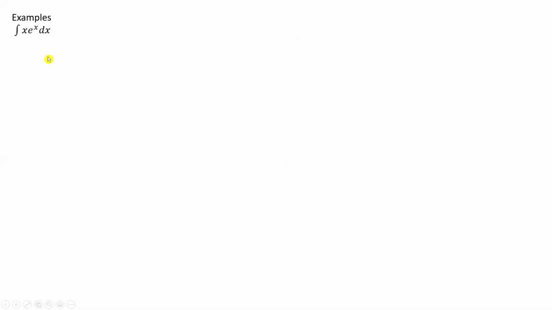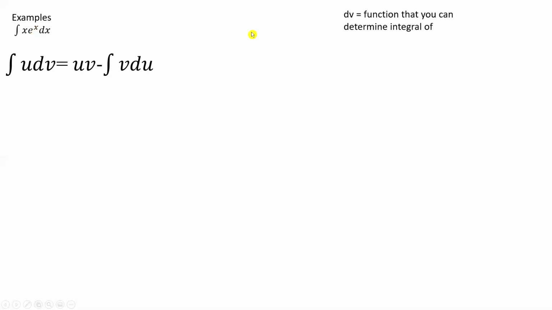So how does this work? We have the integral of x e to the x dx. This is the rule we're using: the integral of u dv equals uv minus the integral of v du. So one of these is going to be u, and one of these is going to be dv. How do you decide? dv, you absolutely must be able to integrate it.